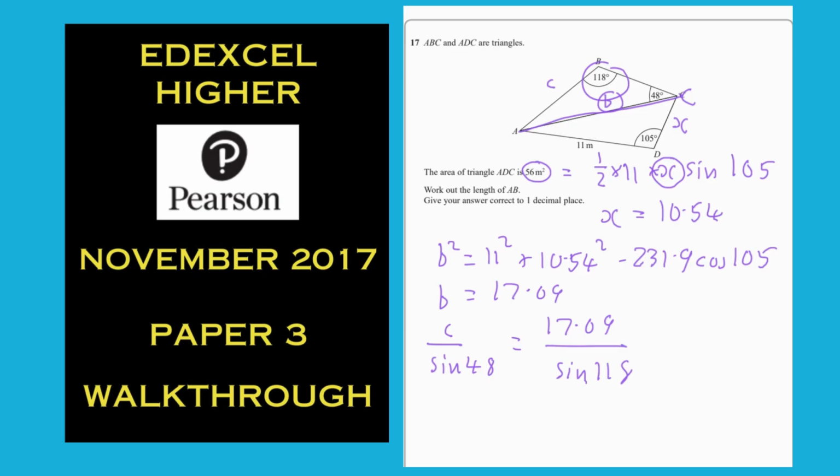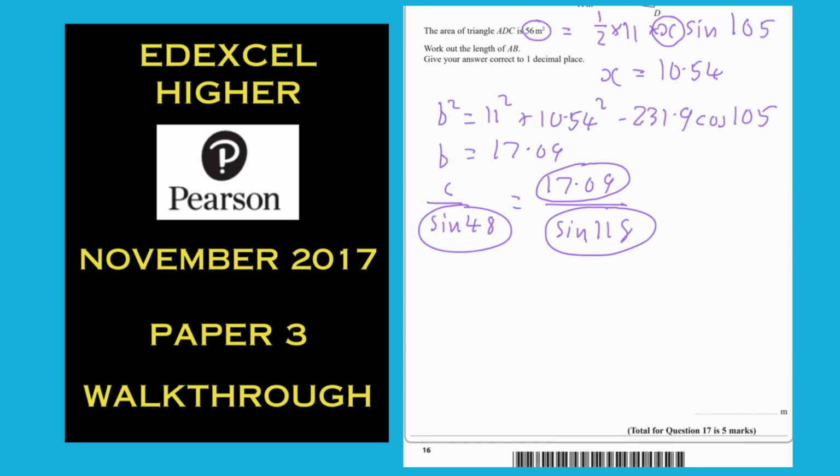So again, you reach for the calc and you press 17.09 divided by the sine of 118, and to get C you multiply it by sine 48. Not forgetting the 1 dp. The answer I get for there is 14.385, yada yada yada.